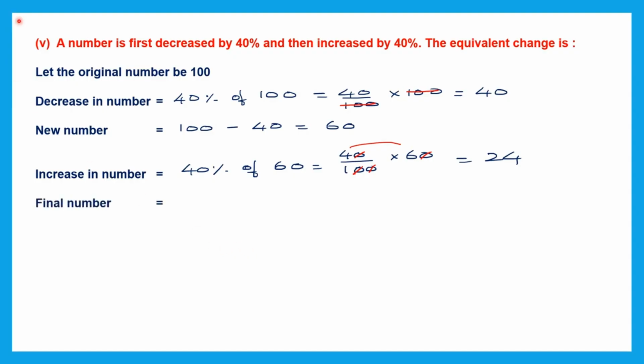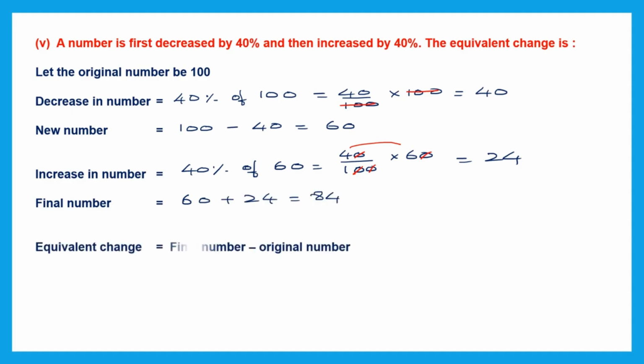The final number will be this new number, and that has increased, isn't it? So we have to add this to it. So that will be 60 plus 24. 60 plus 24 is 84. So this is our final number. So what has been the change here? The change here is the original number minus the final number, because the original number is greater. The original number is 100. The final number is 84. And that is 16.